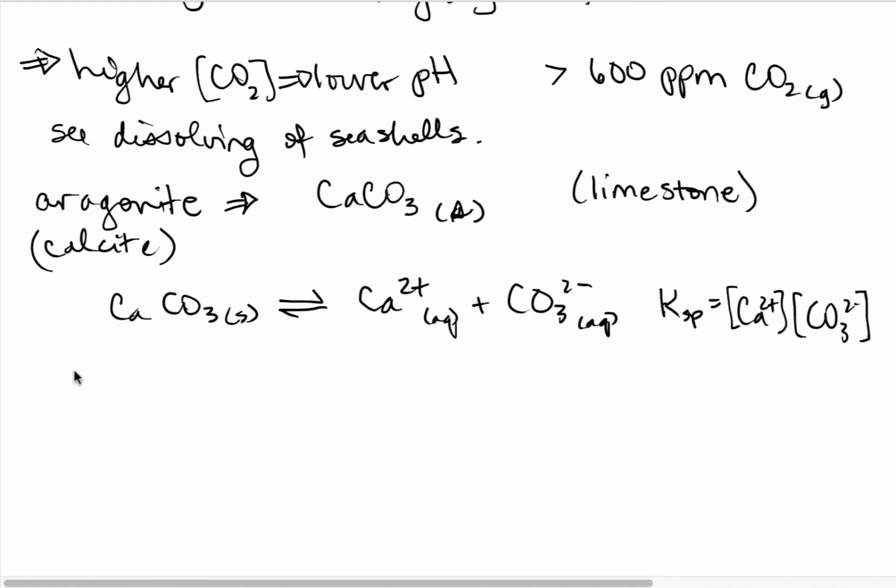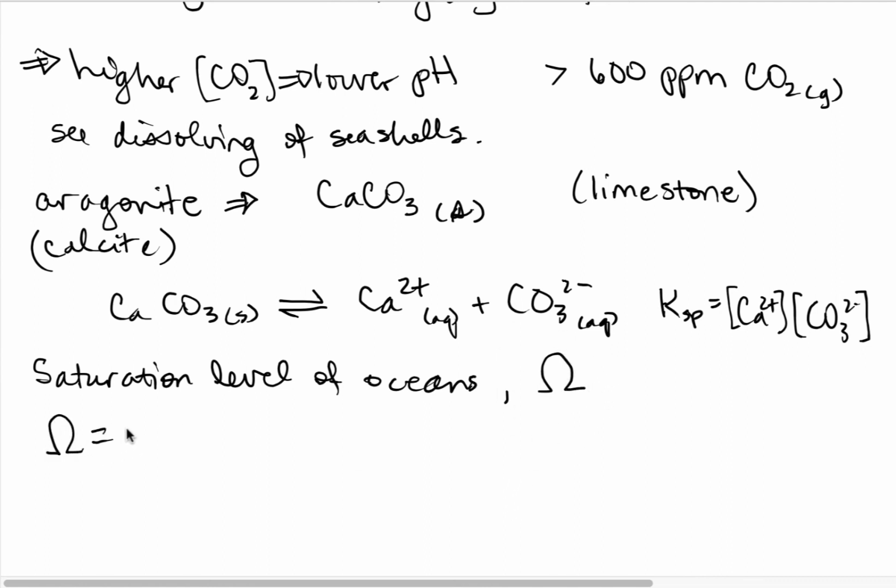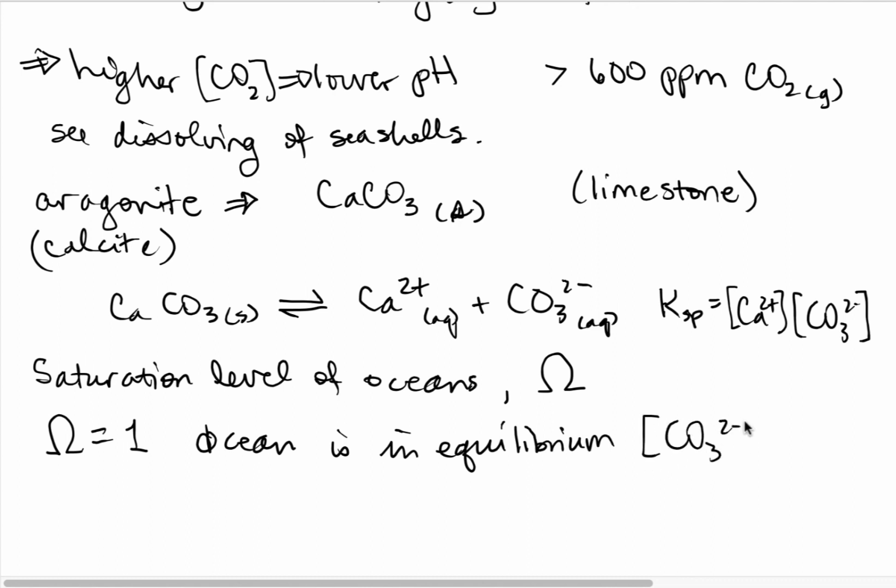Okay, so when people talk about oceans and the amount of carbonate that's dissolved in here, they talk about the saturation level of the oceans. And they talk about it in terms of a capital omega. This is the term they use for a capital omega. So if omega is equal to 1, then the ocean is in equilibrium in terms of its concentrations of carbonate with the calcium carbonate.